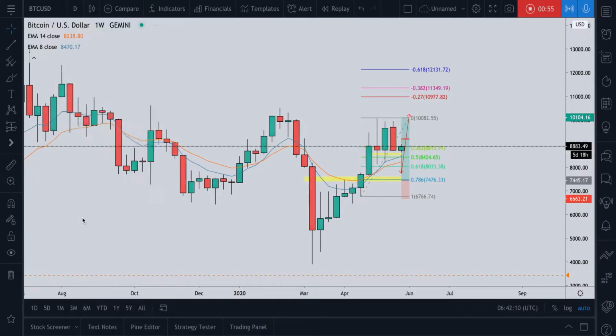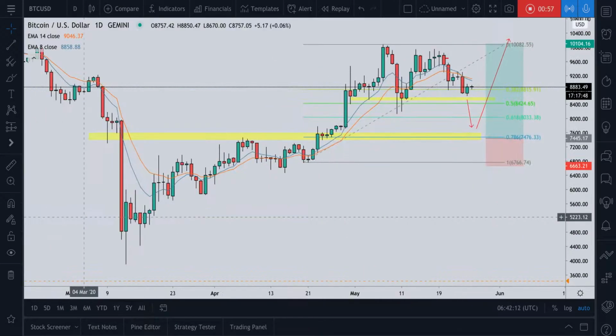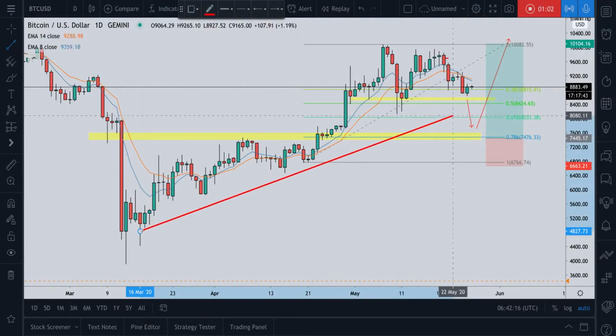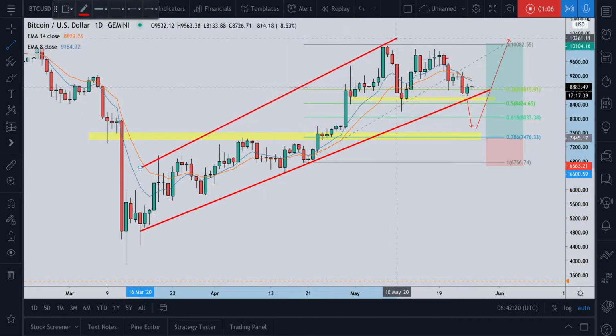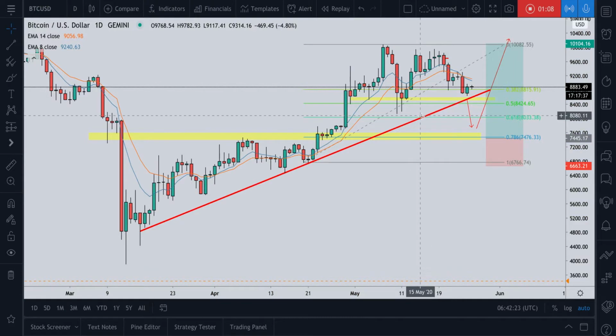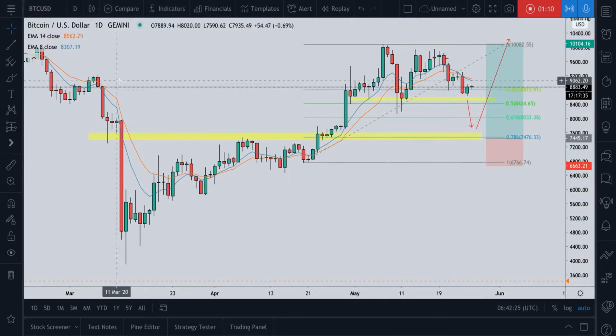Then you break down to the daily. What are we seeing in the daily? We're seeing structure was being maintained and price was consolidating between two levels, which is the channels right here. You see these channels. This is where BTC was consolidating, and it was taking the uptrend after this.